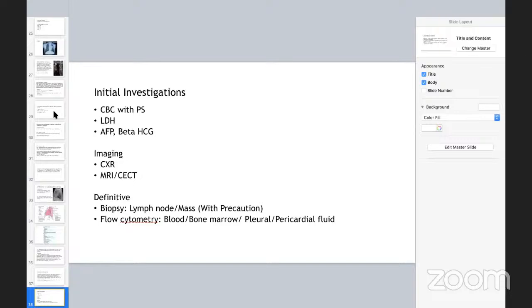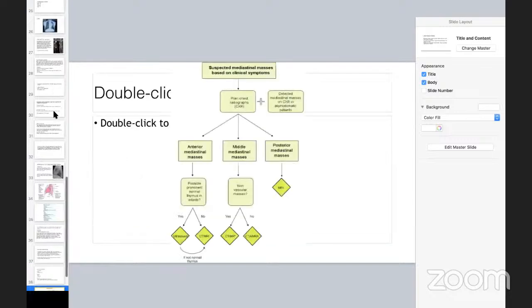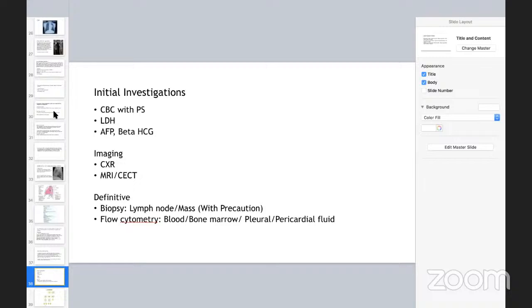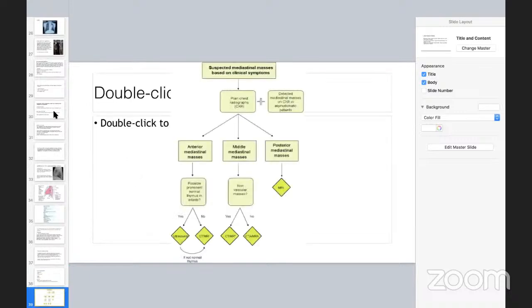Then after the initial investigations, we move on with imaging, which we've already seen was done in this child. So a chest X-ray, an MRI, a CT scan can be done. A definitive test would obviously be a biopsy, which can be done from either a lymph node or the mass. As ma'am already discussed earlier, when we are approaching any mass, it has to be done with precaution because it's a mediastinal mass in a child, who at any point of time could land up in respiratory distress. So if we have any other peripheral lymph node that we can approach, it would be much safer. Flow cytometry also, from blood, bone marrow, pleural or pericardial fluid, anything that helps us make the diagnosis before actually touching the mass.